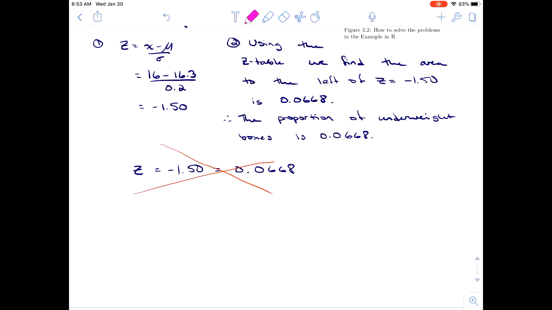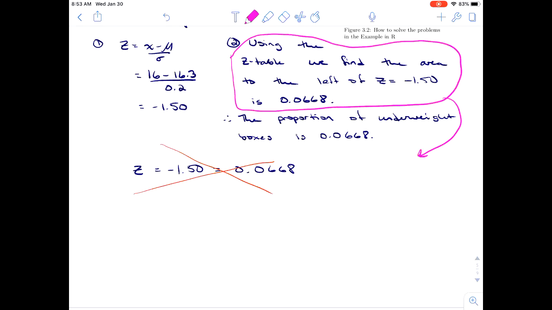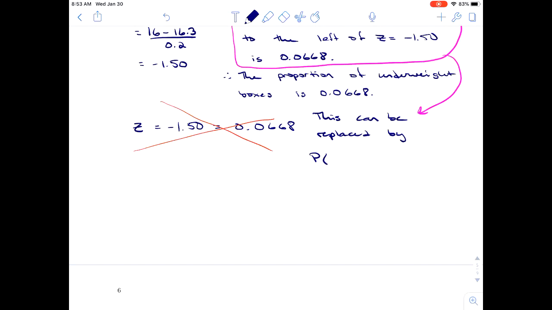So instead of writing this, this can be replaced by the probability that Z is less than or equal to negative 1.50 is 0.0668. I think we can all agree that that's a lot shorter, right? But you do have to keep track of your probability notation. On the plus side, it'll always have this structure, right? The probability that Z is less than or equal to whatever Z you gave it is the number in the table. Right? So that's fine.